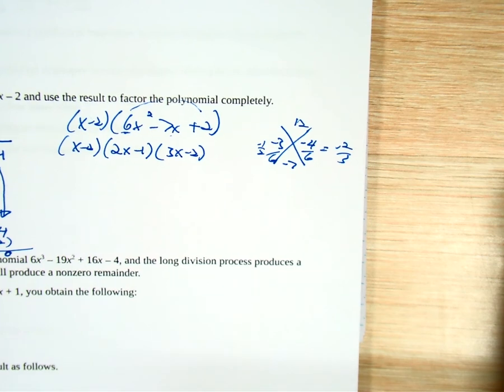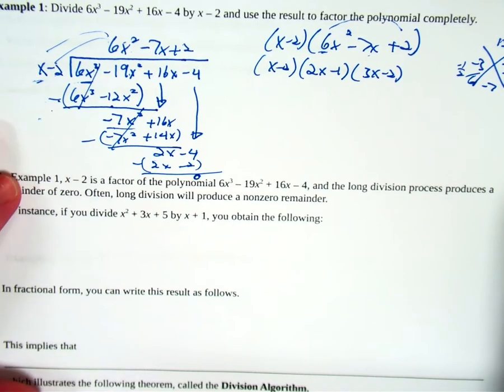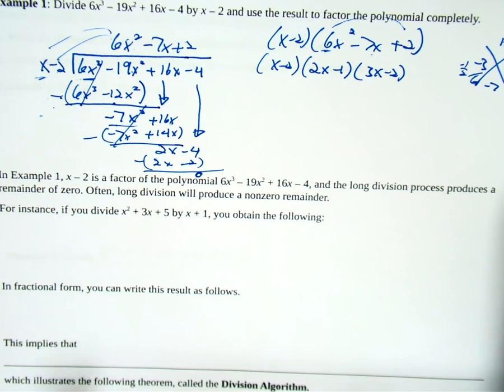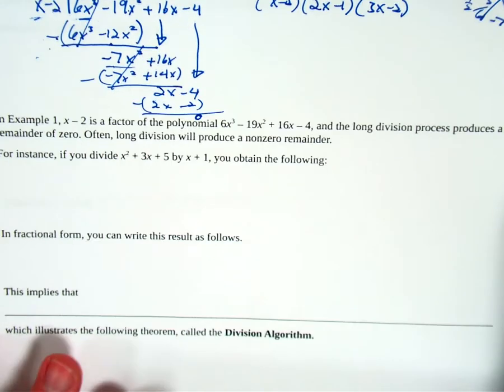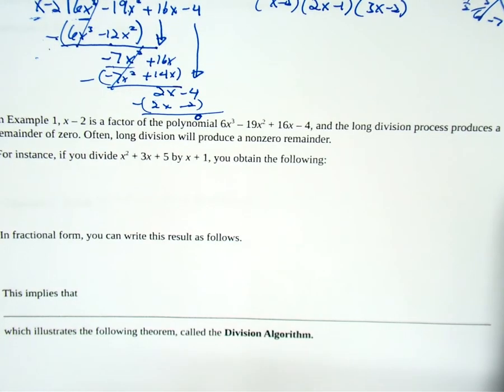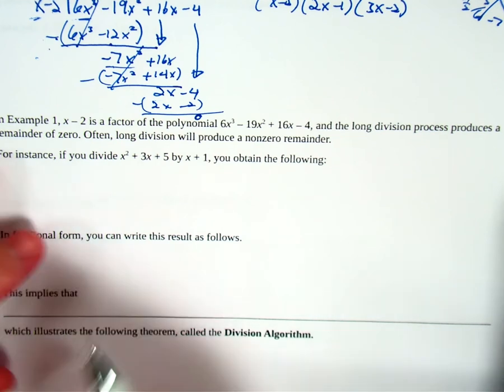Okay, that was a lot of work. Hopefully we get to do a lot of synthetic division that goes a little faster. In example 1, it worked out perfect. Oftentimes, though, it will not work out perfect. What do you do then? Let's look at this.